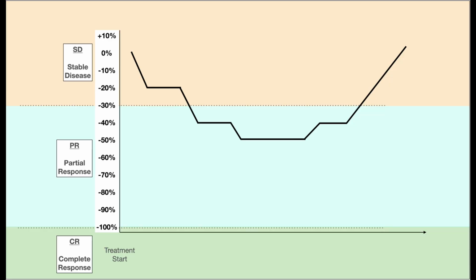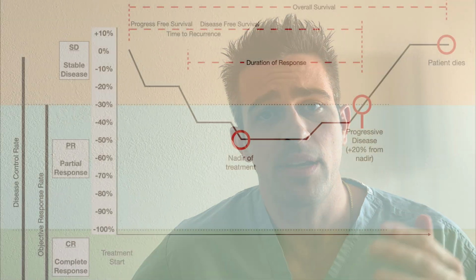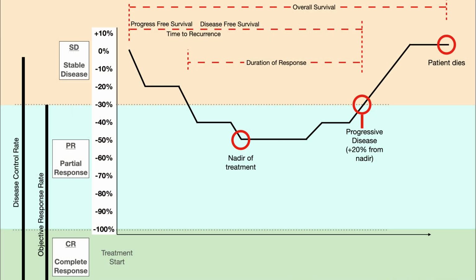Here's a diagram showing how we look at those as well, because we also use RECIST criteria to score the patients on different primary or secondary endpoints. A couple of common ones you're going to see in papers are overall survival, progression-free survival, and time to recurrence. You're also going to have disease-free survival, as well as duration of response. Those are a little different. So we're going to start with PFS and time to recurrence.